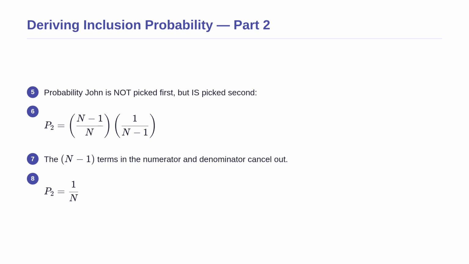The result is beautiful and surprising. The probability of being picked on the second draw is exactly 1 over capital N, which is the exact same probability as the first draw.